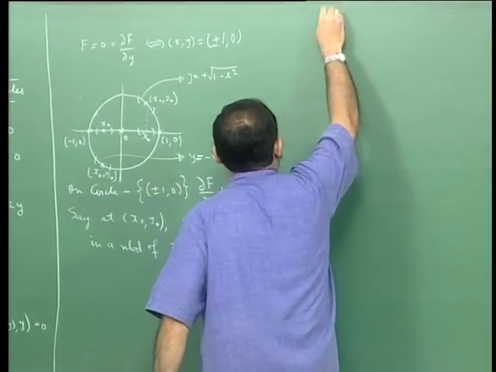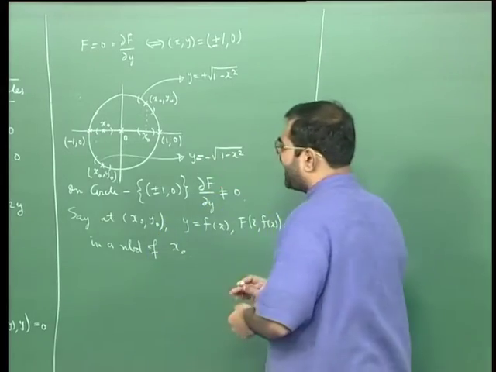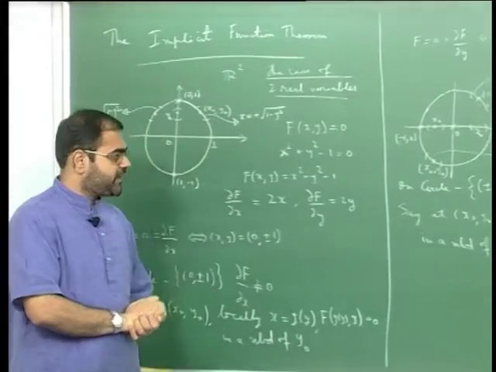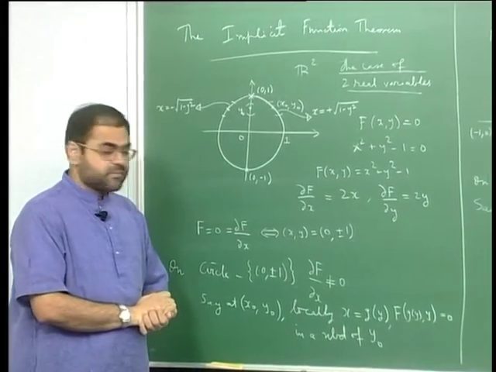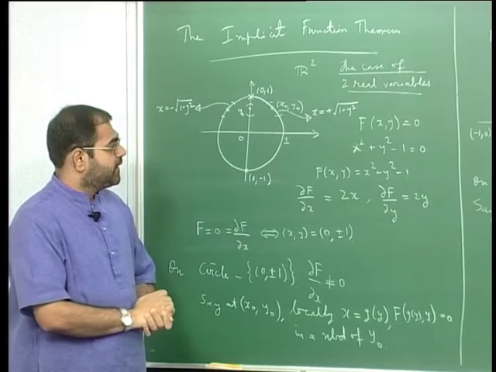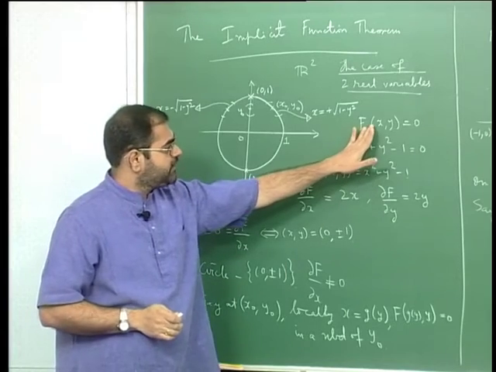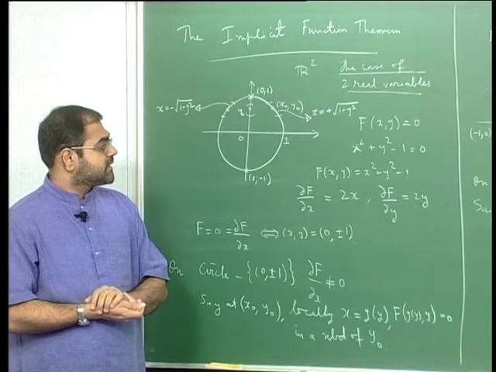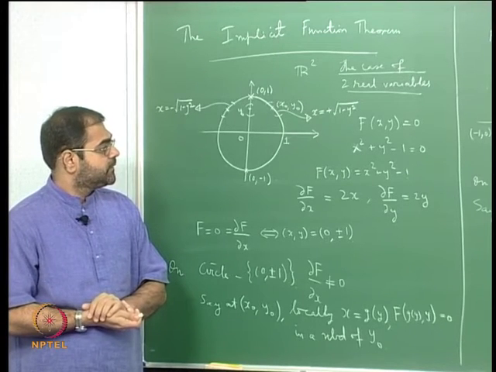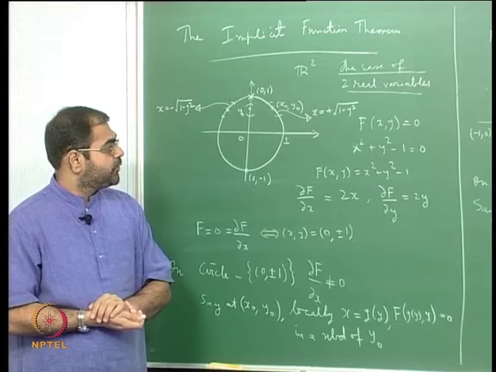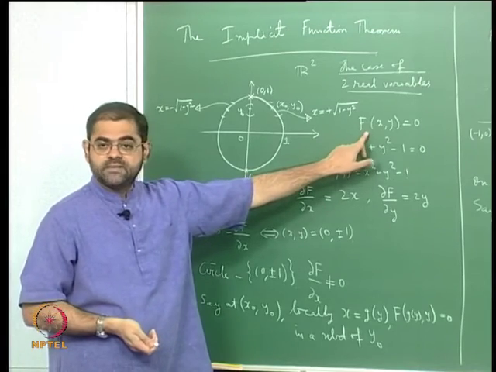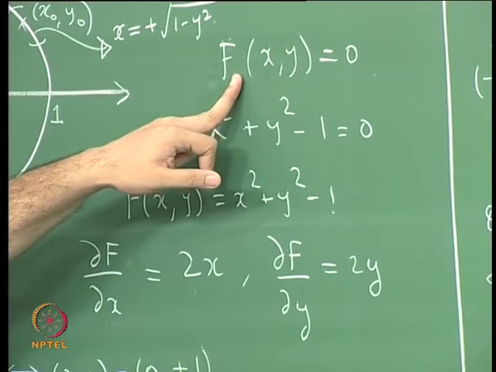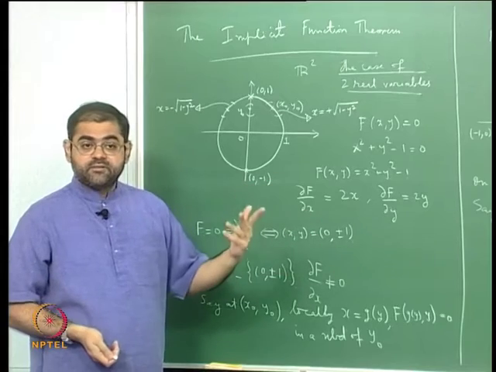I'll try to see if I can give you applications of this. One of the applications of the implicit function theorem, for example, is the following: if you give me an equation in two variables such that there is no singular point. A singular point is a point on the locus where all the partial derivatives vanish.